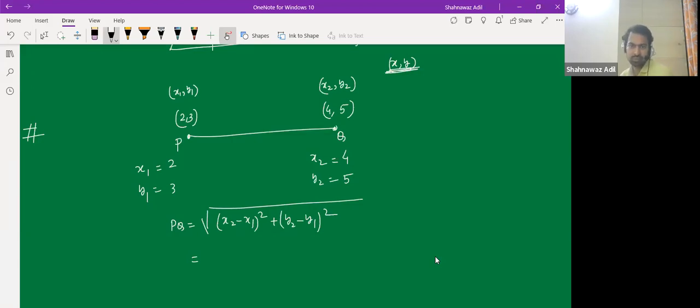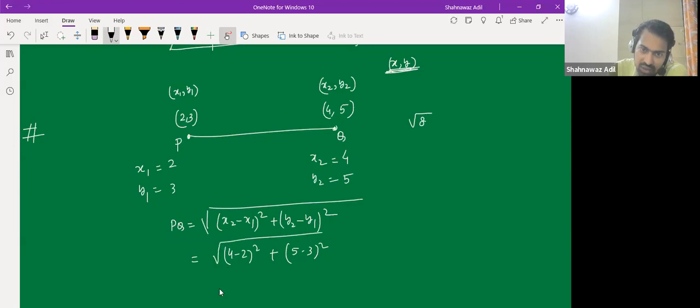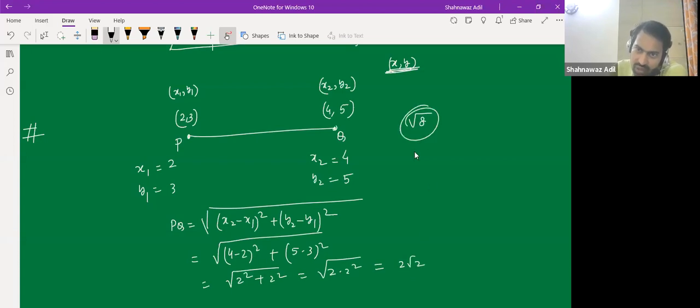Root 8. Root what? Root 8. Okay, so we have x2 minus x1, 4 minus 2 squared, and then 5 minus 3 squared. Yeah, so this is 2 squared plus 2 squared, right? So 2 into 2 squared, which is 2. This is 8, right? So root 8 is 2, right? Yes, correct. Okay, so this is all about the first exercise.